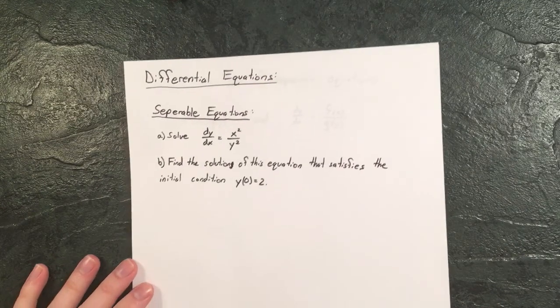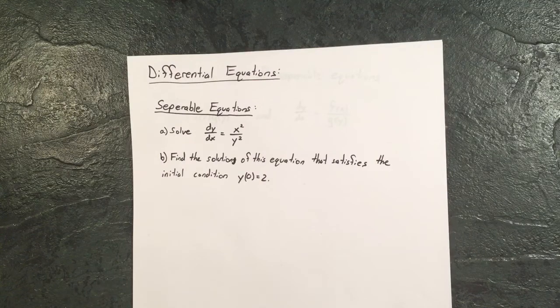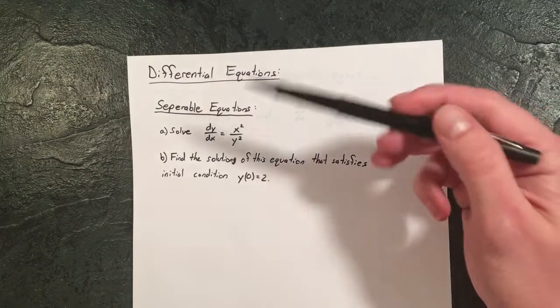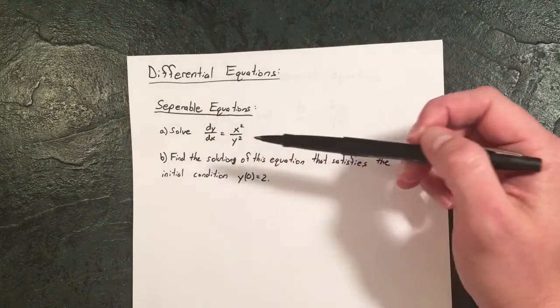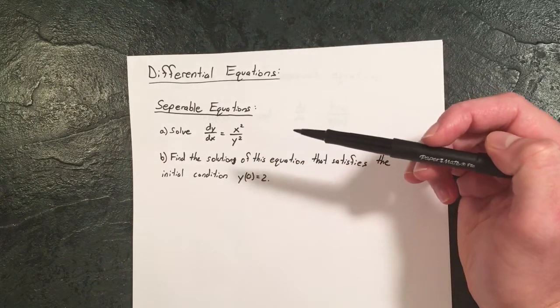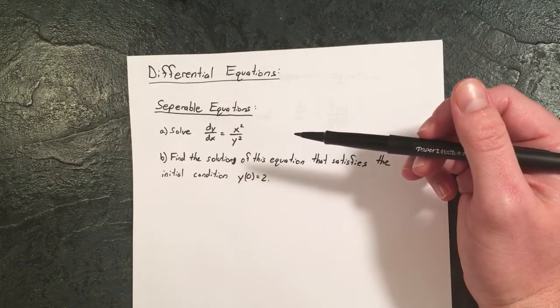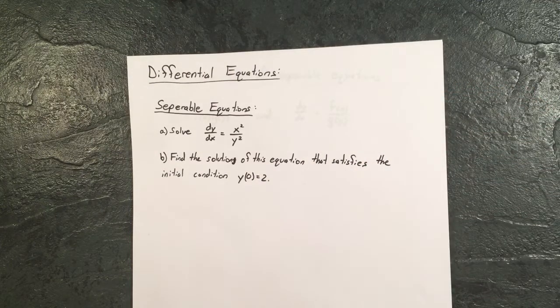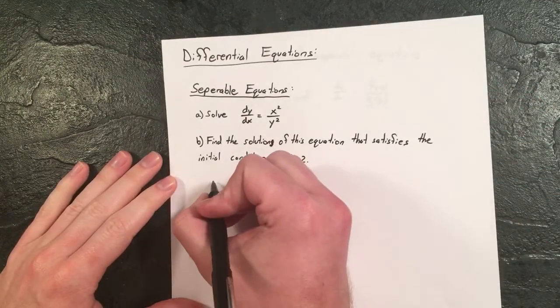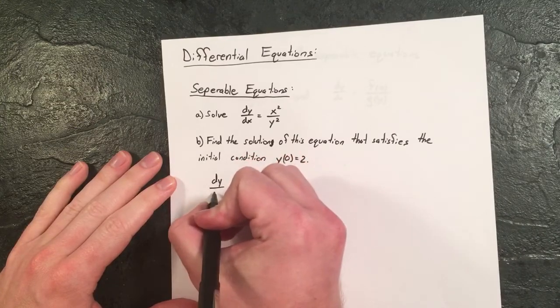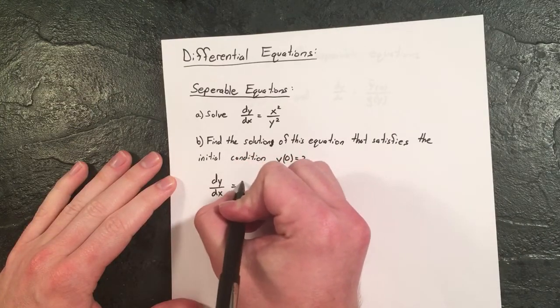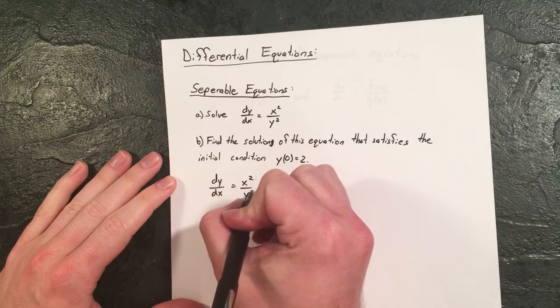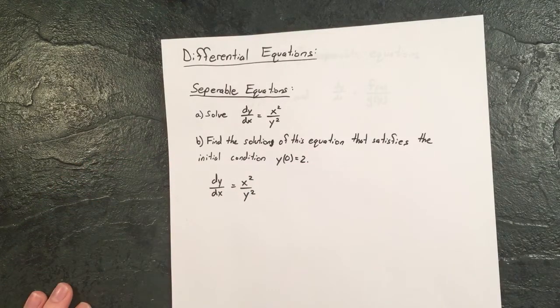So for this class, we're only going to be talking about separable equations, which will look something like this. dy over dx equals x squared over y squared. And they'll ask us to solve this equation. So what this is going to entail is, as the name implies, we need to separate the variables. We want the x's to be on one side and the y's to be on the other side.